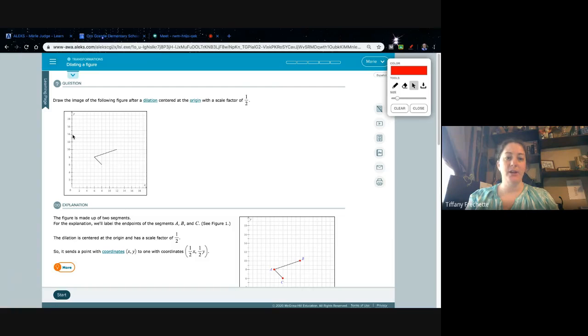Dilating a figure. All right, so we've already done 2 or 3 other videos on dilation for this week. So dilation is just one of our 4 transformations. We have translating, moving things side to side, up and down. We have rotating, which literally is what it sounds like. We're rotating it around, spinning it around. And then we also have reflection, which is just the idea.